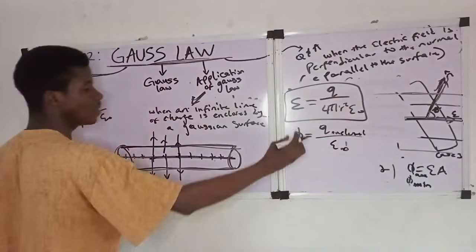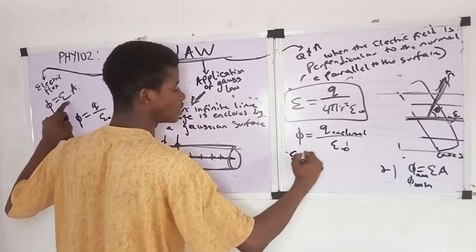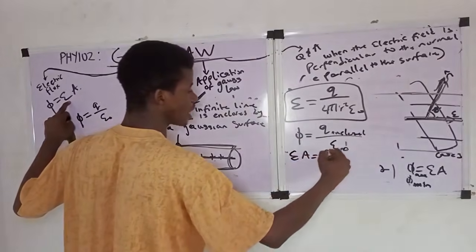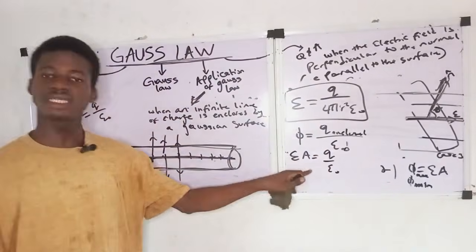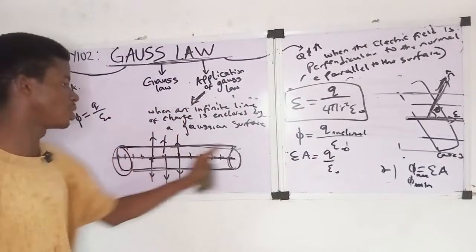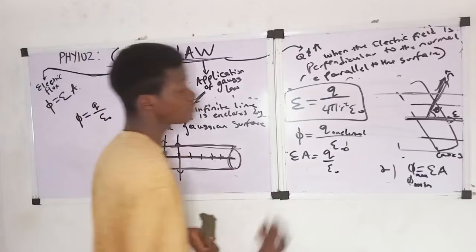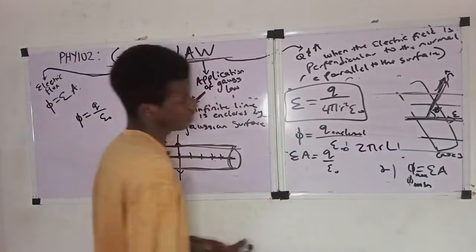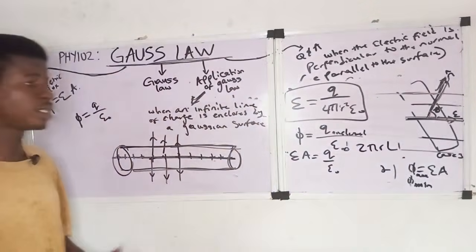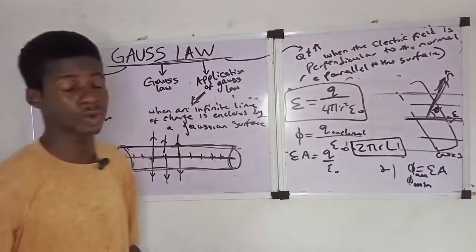Now remember, what is electric flux? Electric flux is electric field times area, right? It's equal to charge enclosed divided by epsilon naught. Now what is this area? It is the area of the cylinder. What is the area of the cylinder? It's very easy. The area of the cylinder is 2 pi r L, if I'm not mistaken. This is the formula for the area of a cylinder, 2 pi r L.